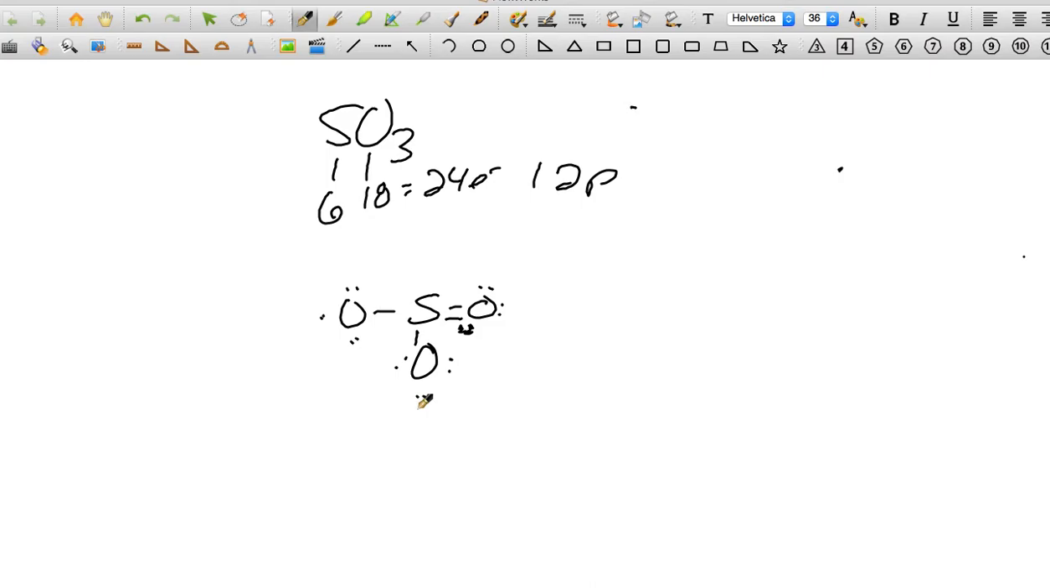That's it. It forms a double bond. But that double bond didn't have to be here. It could have been here, and it could have been here. So here's how you draw this. And like I said, it's called a resonance structure.